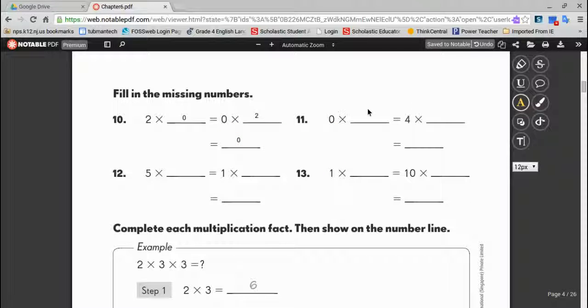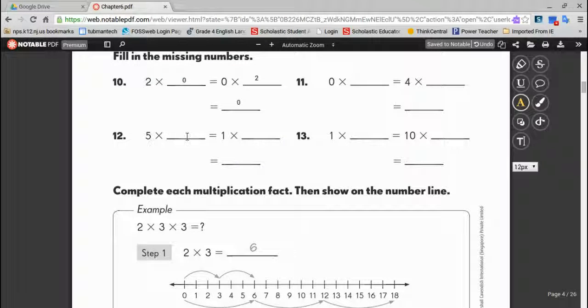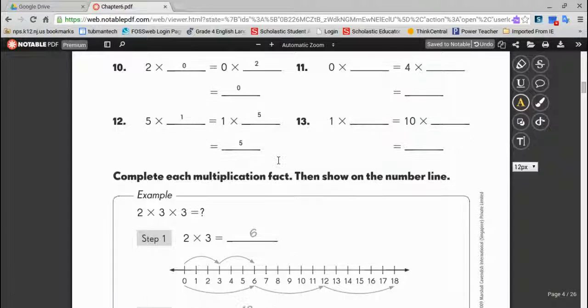Okay, so number 11 is the same exact problem. You guys can do that by yourself. Over here, we have 5 times something equals 1 times 5. Okay, we're going to multiply by 1. And we know that when we multiply a number by 1, we get the same number by itself again. So 5 times 1 equals 1 times 5. And again, any number we multiply by 1 is the same number, so 1 times 5 equals 5. And again, I think you guys can handle number 13 by yourself.